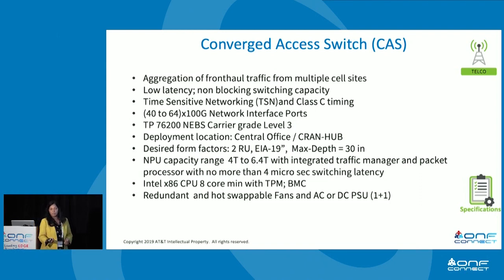NEBS compliance: these will go into a central office or a CRAN hub location. Unlike the Fronthaul Gateway, that will need to be hardened even as an OSB Class 2. The desired form factor is a 2U, and the Intel CPU we're looking at is an 8-core minimum with the trusted platform module and BMC support.